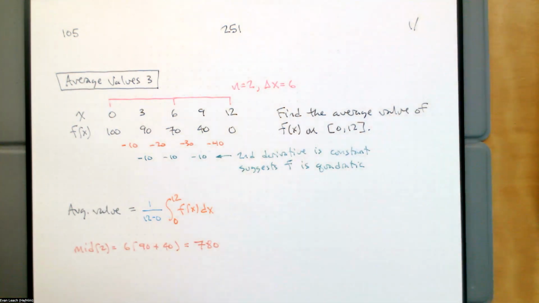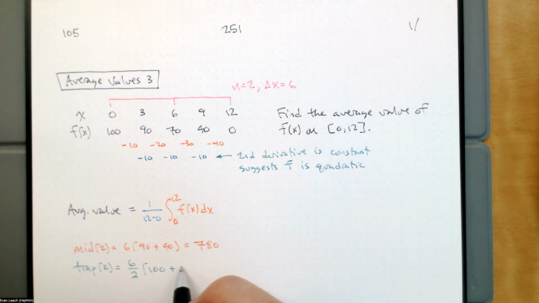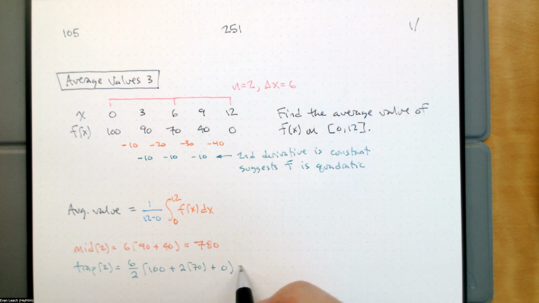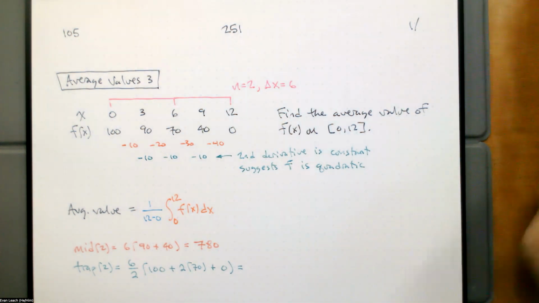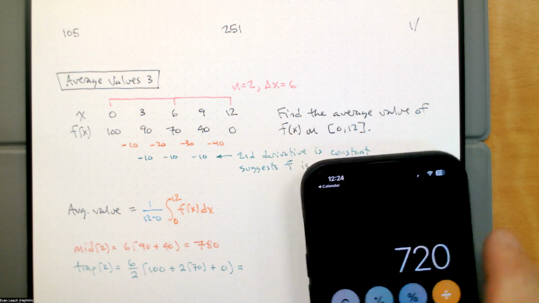And we'll need the trapezoidal rule. Since I have not calculated left and right approximations, I'll just do the trapezoidal rule directly. It's still only two rectangles. I'll take my delta x, divide by 2 because it's the average of the left and right. 100 appears one time, 70 appears twice, and the 0 appears one time. So I'll have 240 times 3. Oops. 720.